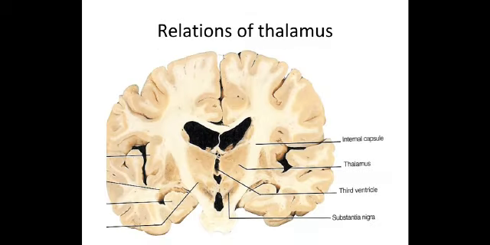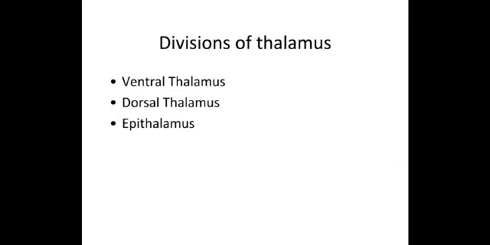So it is located anteriorly towards the internal capsule. In front of the thalamus, you can see on both sides, this is the third ventricle. The two halves of the gray matter, which are subcortical, and it's an intermediate mass. And behind, posteriorly, we have substantia nigra, part of basal ganglia. The divisions are mainly the ventral group, the dorsal thalamus, and the epithalamus.